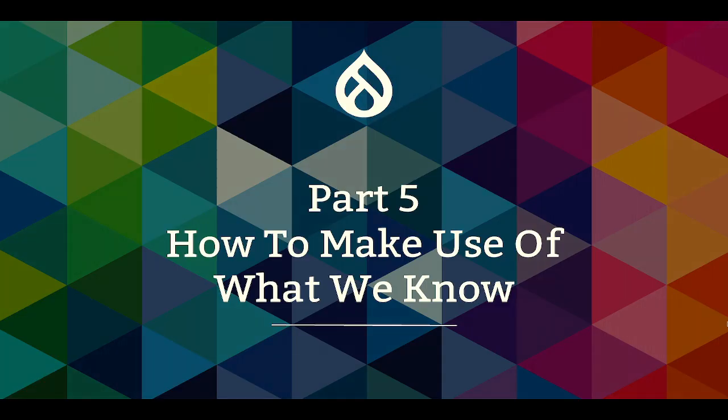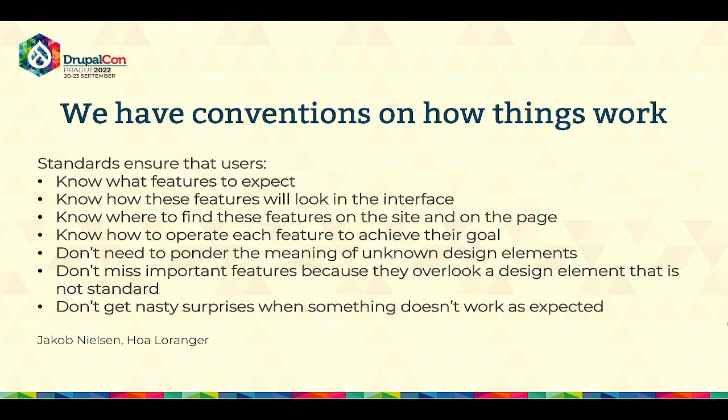And the next part is, what can we do with what we know now? We have different kinds of conventions on how things work, and these conventions are important. This is something from Jakob Nielsen and Hoa Loranger. They have listed a set of reasons why we need conventions. We need standards to ensure that users know what features to expect, what the features look like, where to find the features, how to operate them. So these are kind of basic things. Conventions.